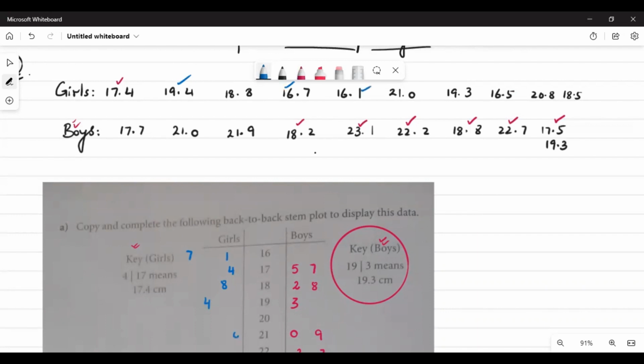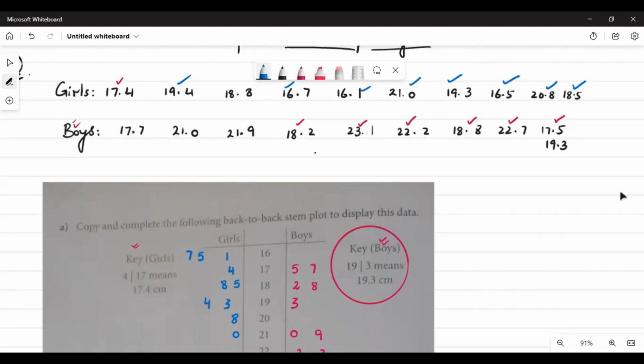21.0, so 0 is here. 19.3, so 3 I will write here. 16.5, 5 I will write here. 20.8, so it is here. And then 18.5, so I can write the data here. 1, 2, 3, 4, 5, 6, 7, 8, 9, 10.